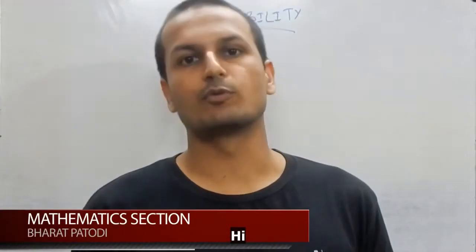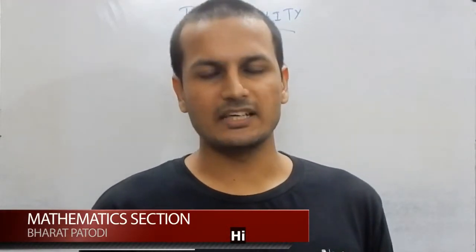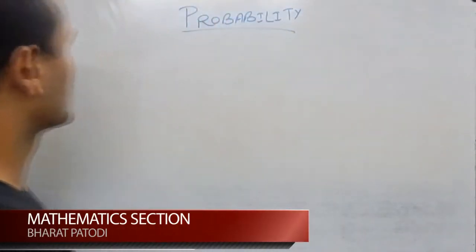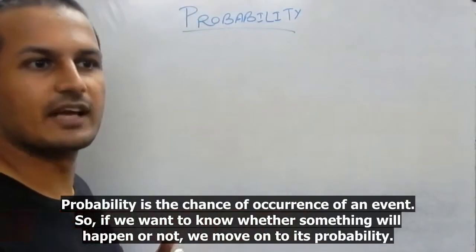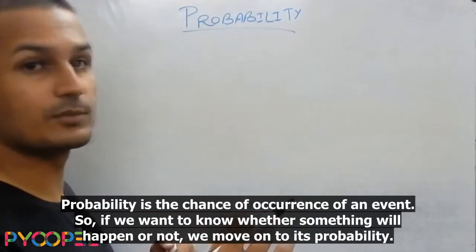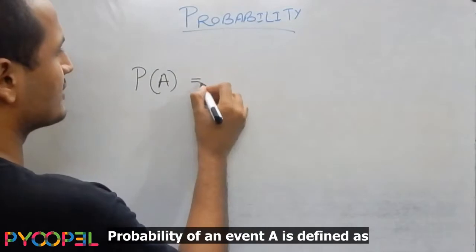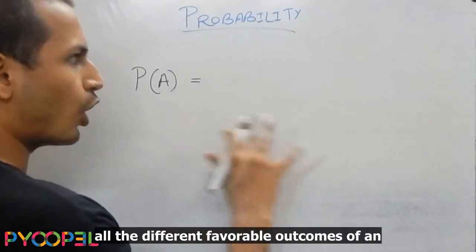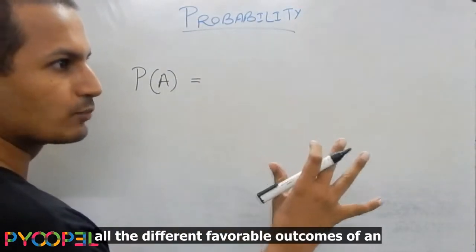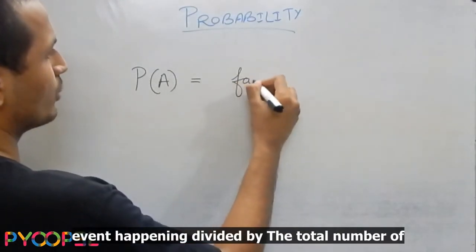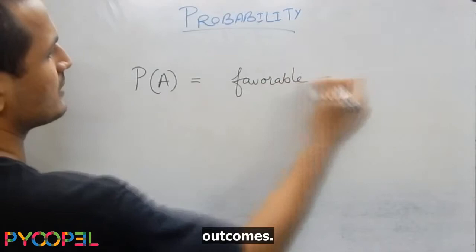This lecture is about probability. Probability is the chance of occurrence of an event. So if we want to know whether something will happen or not, we move on to its probability. Probability of an event A is defined as all the different favorable outcomes of an, let's say, event A happening, divided by the total number of outcomes.